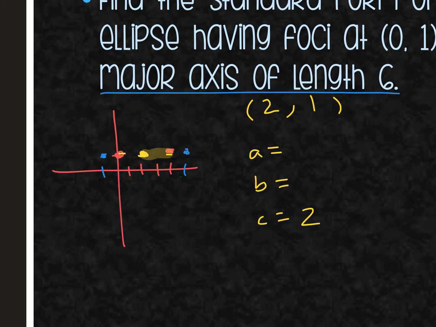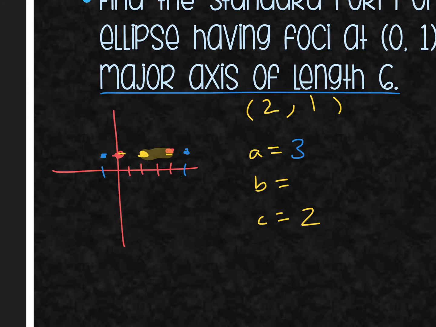So a is our length from the center to the vertex on the major axis. So what's the length from the yellow dot to the blue dot? So a is 3, because the length of our major axis was 6. From the center to the vertex is half of that, which is 3.